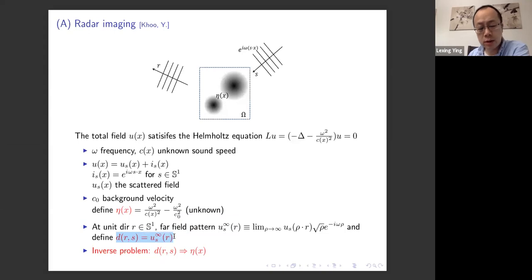So data D is a scattering pattern at a sufficiently far away distance. You see that the data is parameterized by two parameters. One is S, the incoming direction, and the other is R, the receiver direction. So the inverse problem is that we take D, which is a two-dimensional function, as input, and try to figure out the interior property.